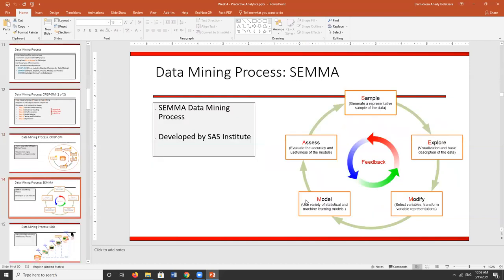Okay, let's look at other standards, SEMMA. As you see, there's some similarity in general concepts. First of all, it is a cycle, you might go back and forth. As you see, we have sampling, where we get a representative sample of data. We explore, as you see, maybe through visualization, then modify. It's mostly about data preparation. Modeling, and assess is just evaluating. And we just go back and forth until you have maybe high accuracy.